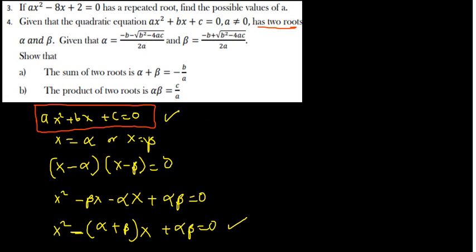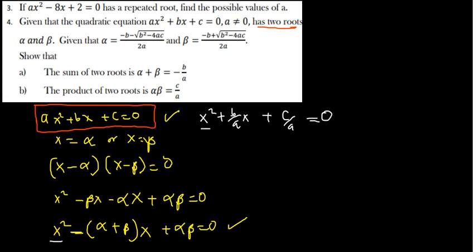So meaning we now compare coefficients. We can see here the coefficient of x squared is 1. So I'm going to make the coefficient of x squared in this one also 1. I'll divide through by a throughout, so that will give us x squared plus b over a x plus c over a, and that is going to be equal to 0. So we can now see the coefficient of x squared is equal to the coefficient of x squared.